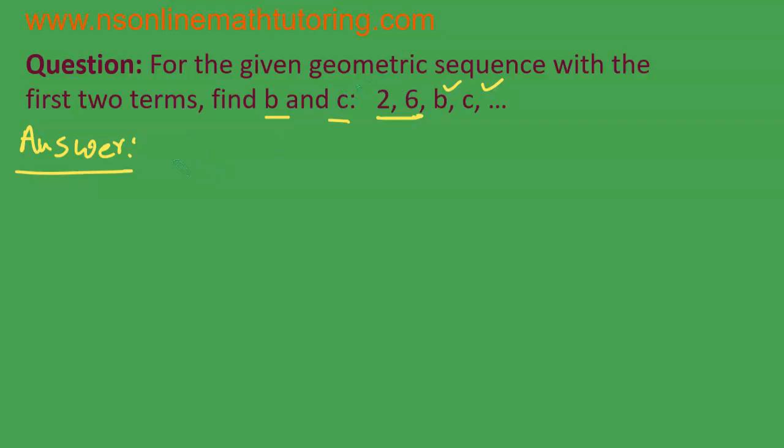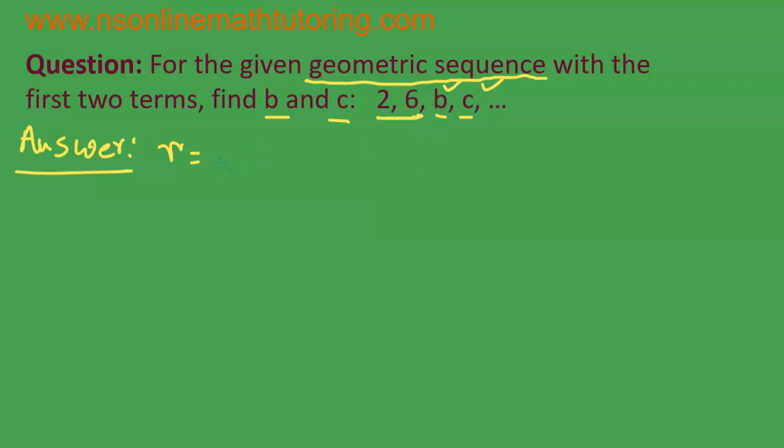Since it is a geometric sequence, there should be a common ratio. First of all, let us find that common ratio, because we do not know what B is, we do not know what C is, we have to find them. How do we find them? We don't have any other information. The only information given to us is that this sequence is a geometric sequence. Hence, there should be a common ratio, and we have to use that information in order to find the values of B and C.